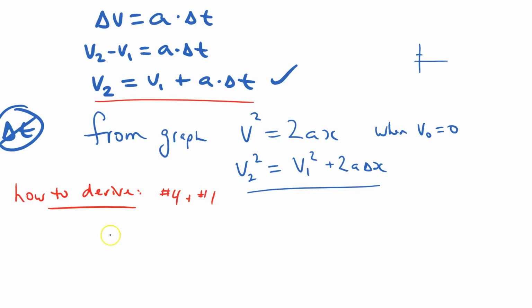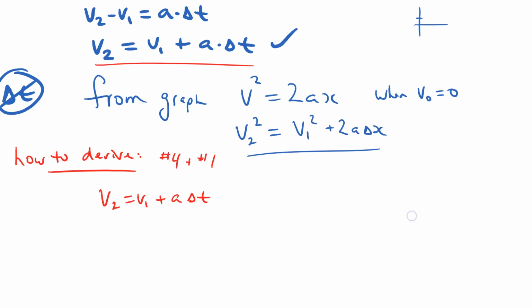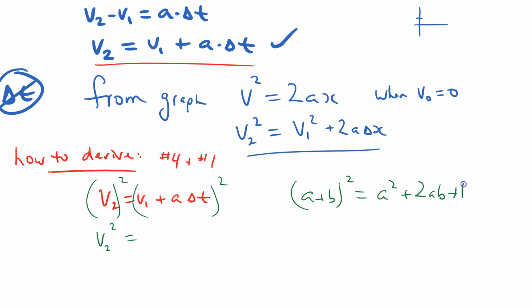So if we start with v2 is equal to v1 plus a delta t, now what I have to do is square both sides. Squaring the left-hand side, I'll get v2 squared is equal to, well, you've got to be careful when you square this. This is like when you square a binomial, and you get a squared plus 2ab plus b squared.